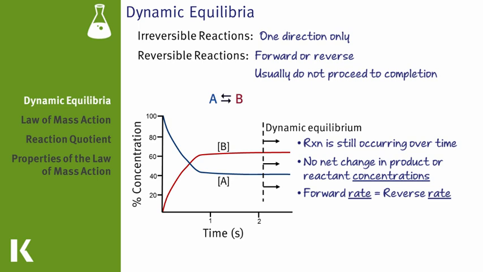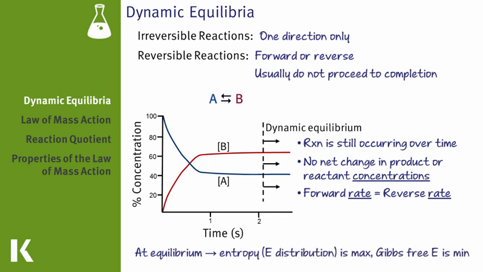If A goes to B at the same rate as B goes to A, the concentration of these species cannot possibly change because they are forming and reacting at the same rate. Entropy is a measure of energy distribution throughout a chemical system, and at equilibrium, entropy is at a maximum and Gibbs free energy is at a minimum, which we all know is a favorable outcome. Therefore, why wouldn't the chemical system want to remain at that point?